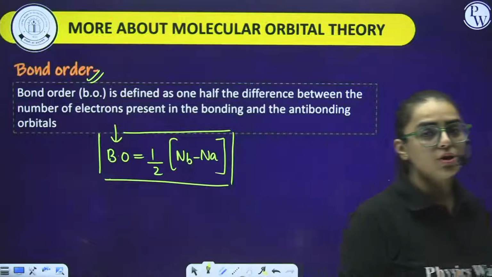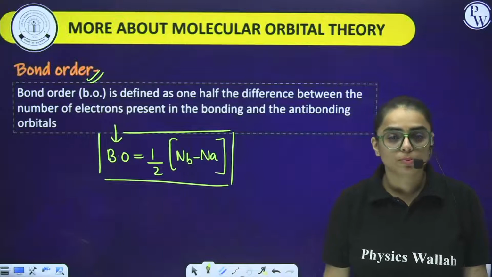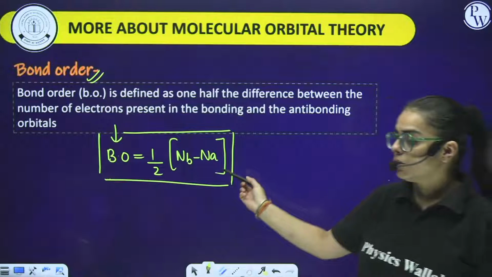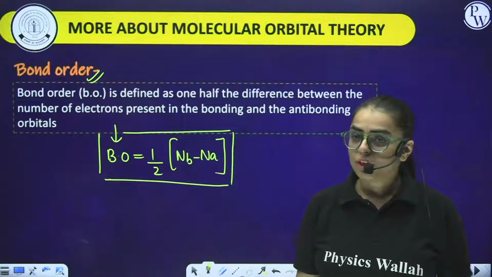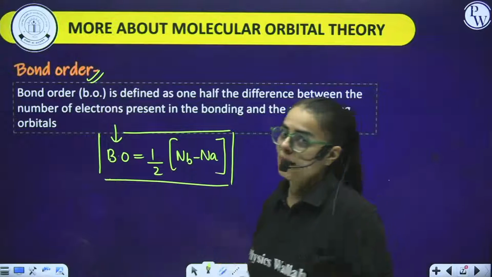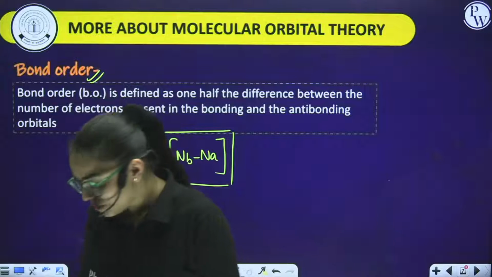So if I ask you what is the bond order of N2, how are you going to calculate? You have to put the value of the number of bonding electrons, then subtract the value of the number of anti-bonding electrons and divide it by 2. Basically, for that you have to write the electronic configuration, which I have already explained to you. Clear everyone with this part? Everybody write it down.